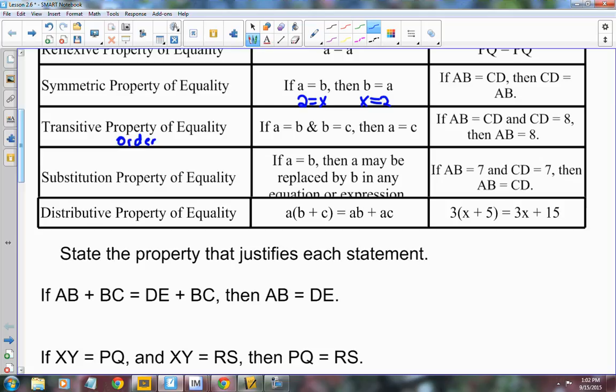Here's the example in regard to line segments. If AB equals CD and CD equals EF, then AB equals EF. That's the transitive property. It's very similar to the law of syllogism. Then we've got the substitution property.